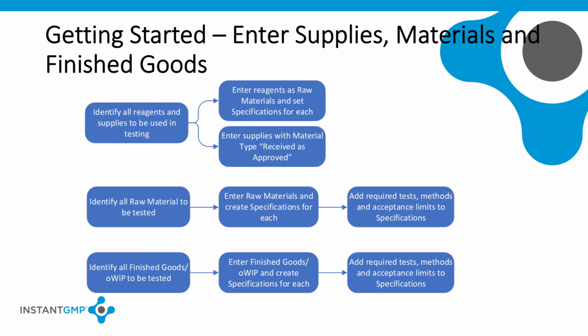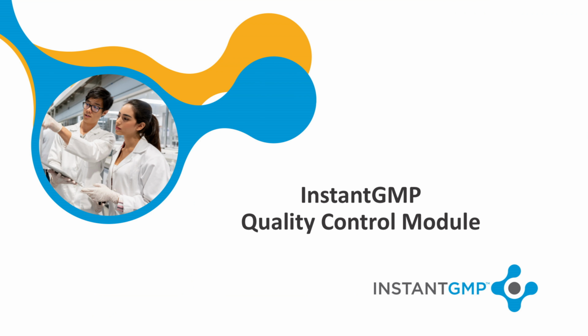And that's the full setup. By entering your tests, methods, equipment, materials, and specifications up front, you're building a solid, traceable, and compliant quality control system. With everything in place, InstantGMP helps your lab stay organized, efficient, and audit-ready from day one.